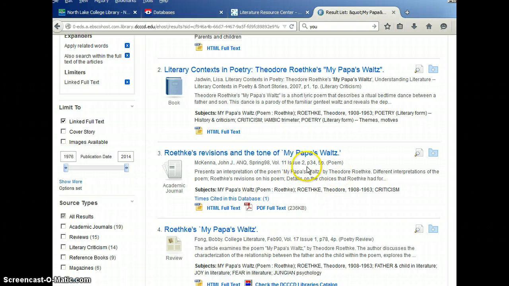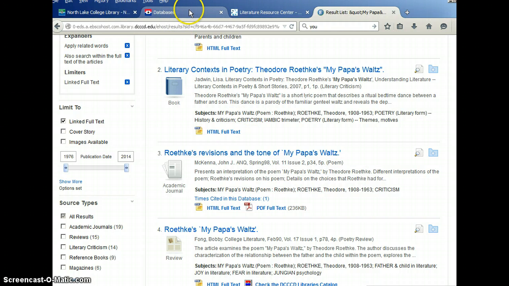Here's one. It is 5 pages, and it talks about the revisions and the tone. Again, this is something else that grabs my attention because in my paper I talk about word choice, and word choice helps to create tone. So this may be another article that may be of use for me.